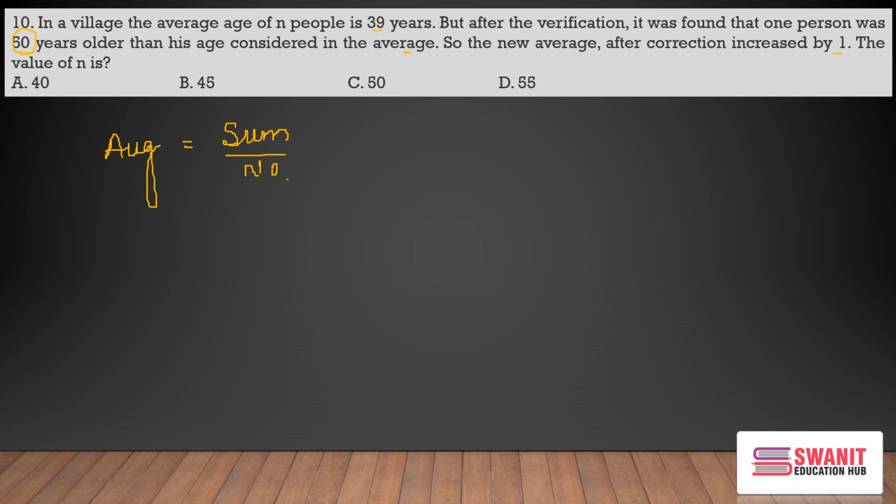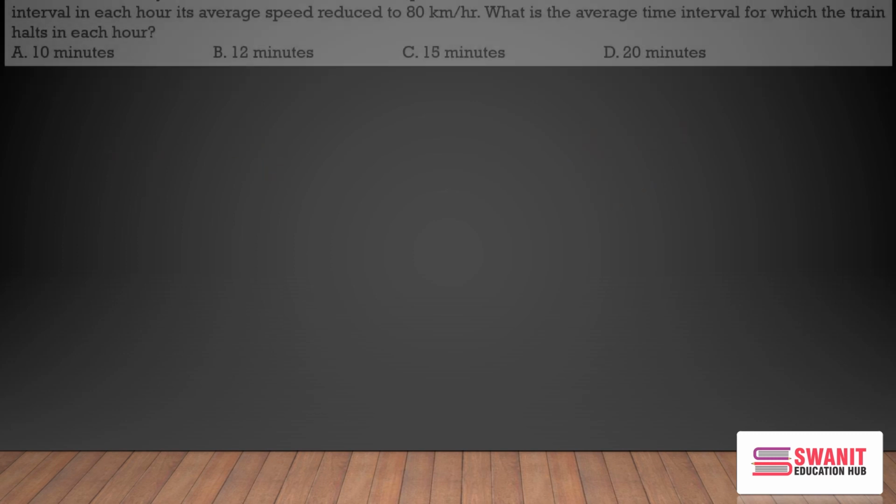So in this way, if you put the values and try to solve it with an equation, it will take time. But my suggestion here would be, it's very simple. Since after adding 50 years to the sum, the average is increasing by 1, which means it should be divided by 50 only. That means my value of n, that is the number of people in the village, should be 50, and hence my answer becomes 50 directly. Whereas if you put these values in the formula, you will still get the answer, but that will be time consuming. Let's look at another question.